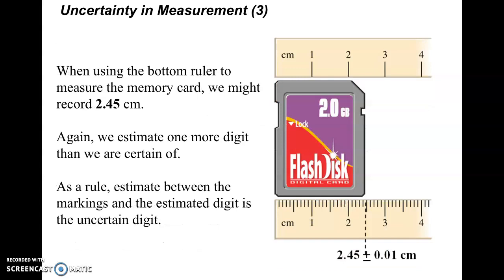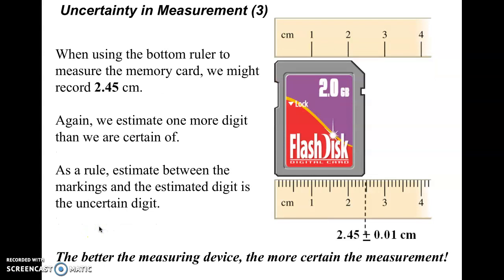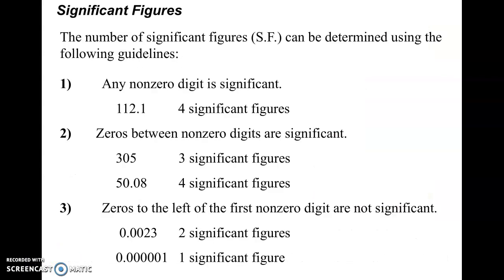Now, if we use the bottom ruler that had more divisions, so it's a better measuring device, now we can see that the SD card is over 2.4 centimeters, and in fact we could guess it at 2.45, and then that's going to be plus or minus that division you're guessing, which is the hundredths of a centimeter. So generally speaking, the better your measuring device, the more certain your measurement is. So we want to use the best that we can.